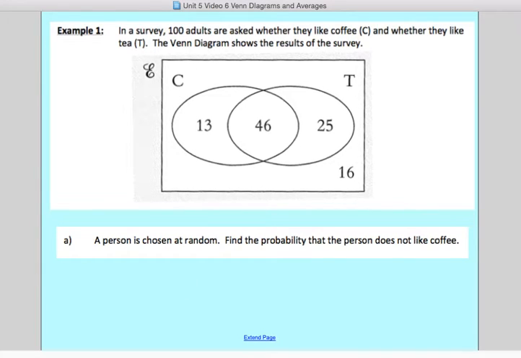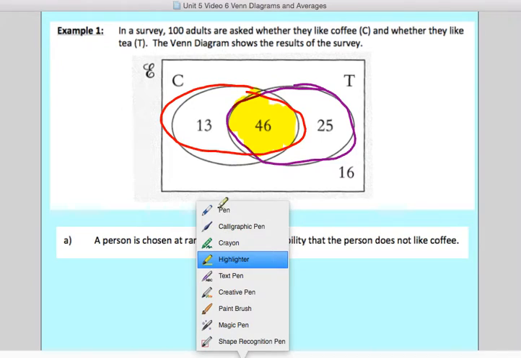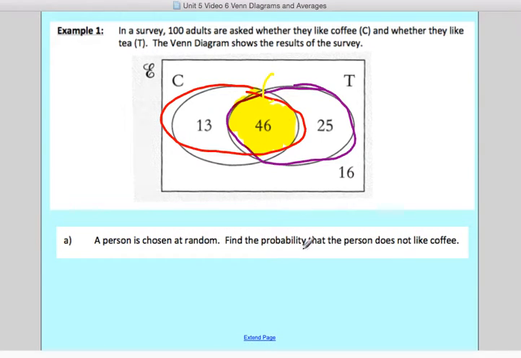Okay, so a few things that we need to talk about. This is the people who like coffee. This is the circle that represents people who like tea. So what this means is that the middle circle is the people who like both coffee and tea, just so that you understand how that works. So those are people who like both.